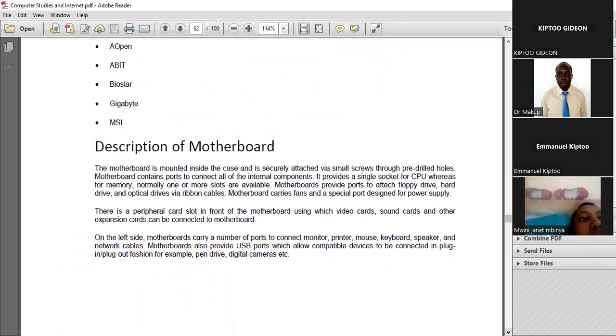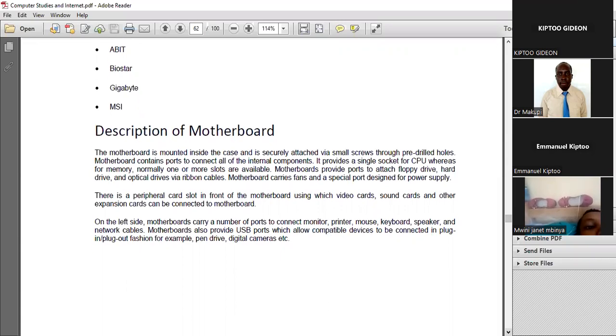Any motherboard must provide a single socket for the CPU, for memories, and normally one or more slots are available in case you want to scale your machine. For example, I bought a machine at 2 GB, I want it to be 4 GB or 6 GB. I just add the memory, the RAM chip. In that regard, you scale your machine like that. So you can read those other aspects.